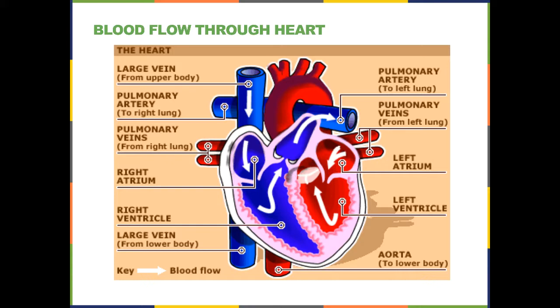Then you see on the right here, you see pulmonary veins from the left lung. It takes the blood into the left atrium. The pulmonary veins are the only veins in the body that carry oxygenated blood. It then is pumped through the mitral valve and into the left ventricle, where it is pumped out into the aorta through the aortic valve. And that is how blood flows through the heart.